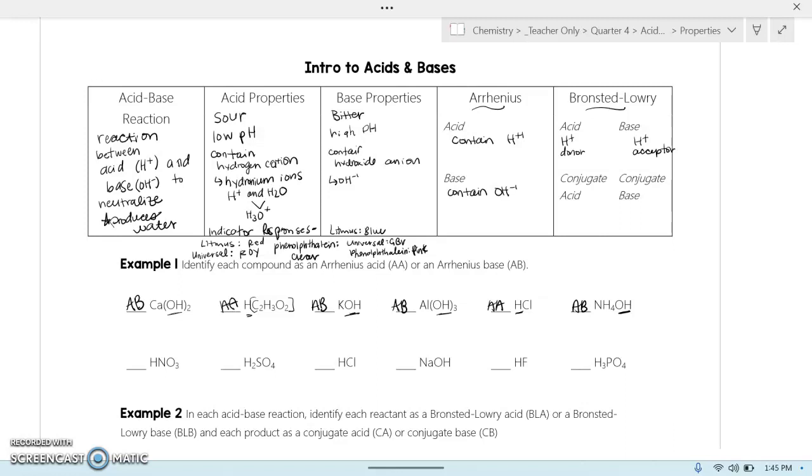Conjugate acid and conjugate base, those are just referring to within an acid-base reaction. The conjugate acid is going to be the H donor from the product side, and the conjugate base is the H acceptor on the product side.